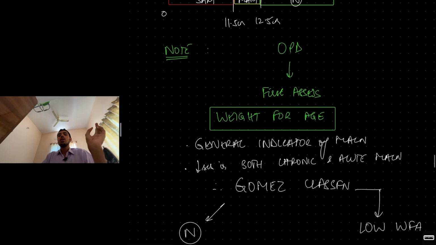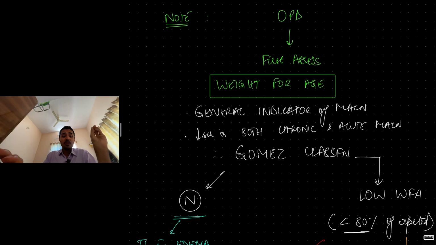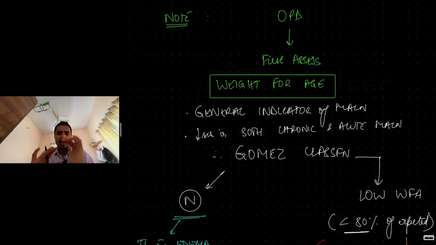Now, child comes to you with OPD. You want to do growth assessment. First thing you'll do is check weight for age. Weight for age, WFA, most important. It is the general indicator of malnutrition. Acute malnutrition also, weight will decrease.